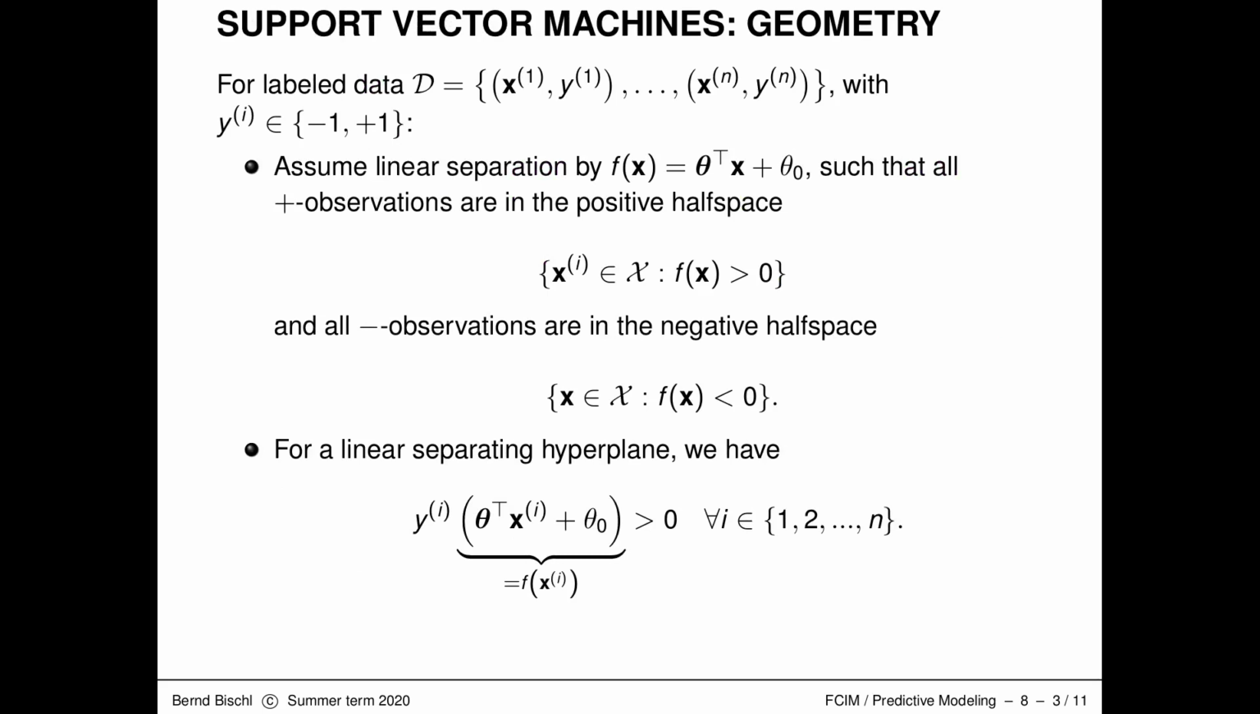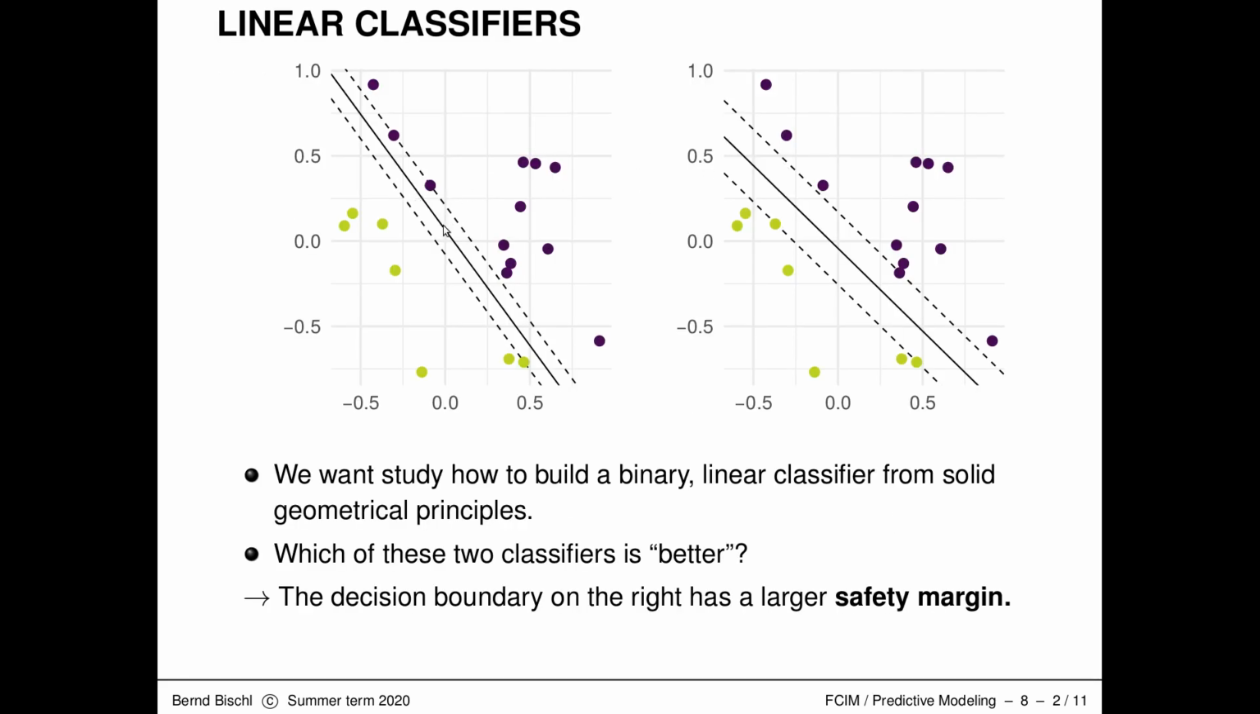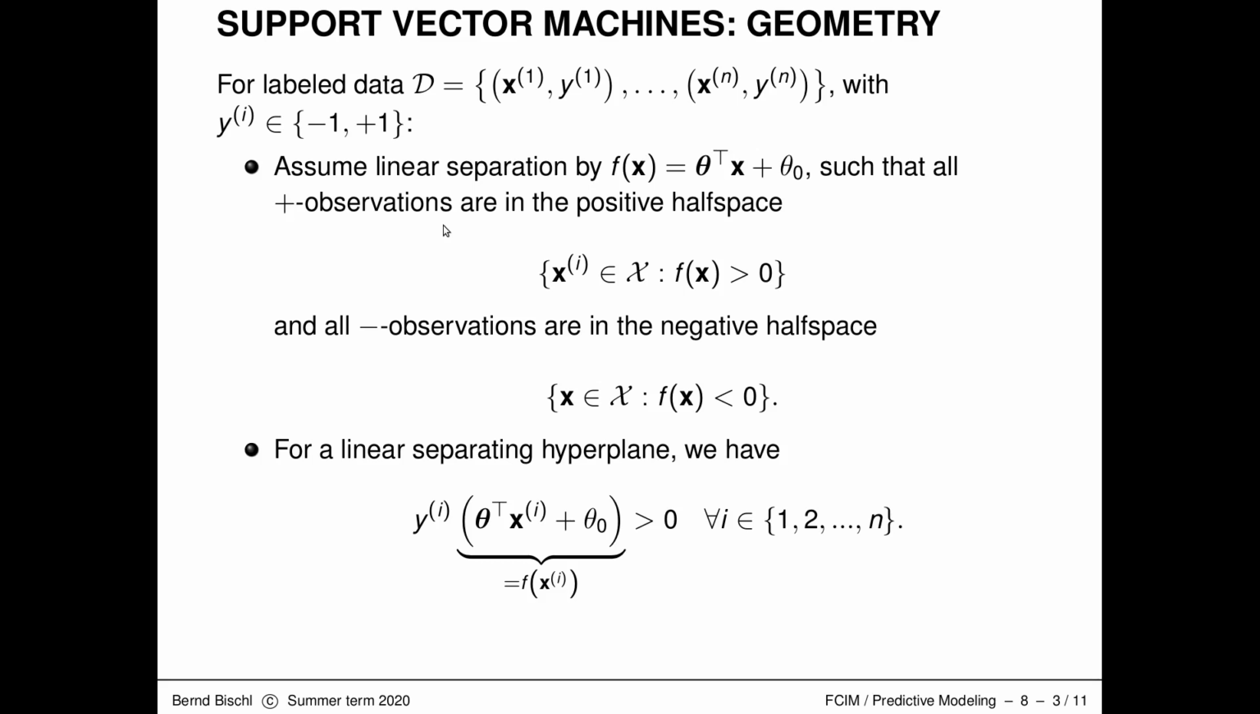So let's try to formalize this now. We'll assume we have labeled data in front of us, as always, n instances. I'll assume that my binary labels are encoded with +1 and -1, and that the data for now is linearly separable. By that I mean that I can use a linear classifier, f of x, which is theta transpose times x plus my intercept, and I can squeeze that in between the data so that every point is classified correctly.